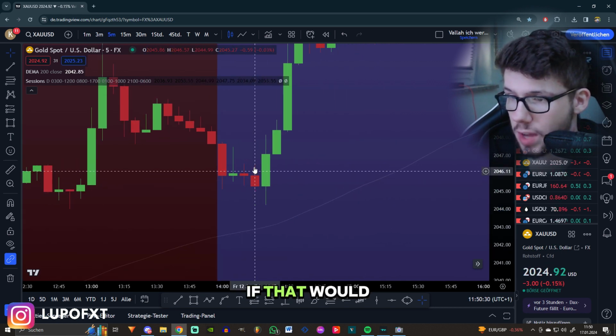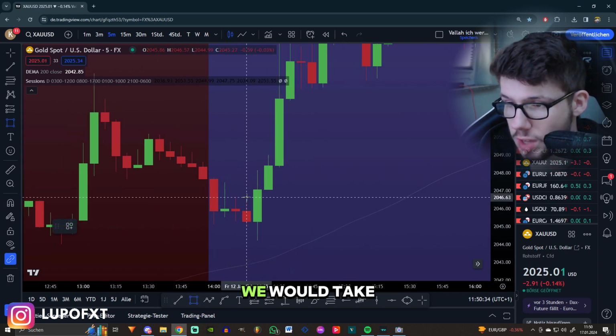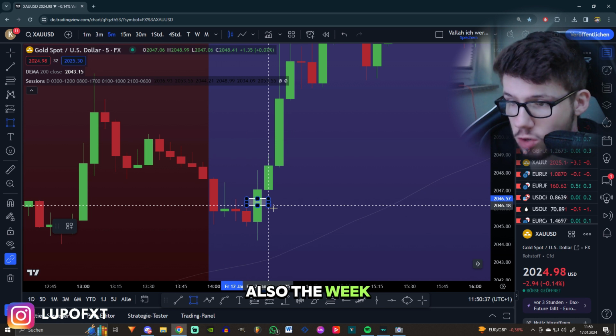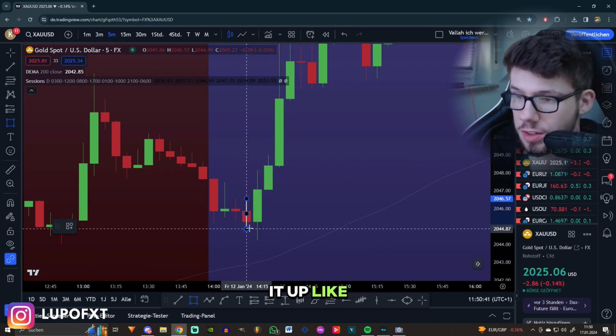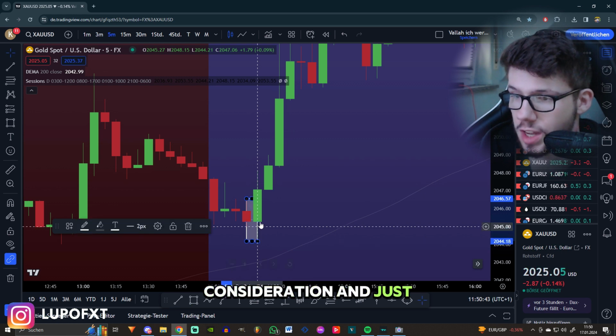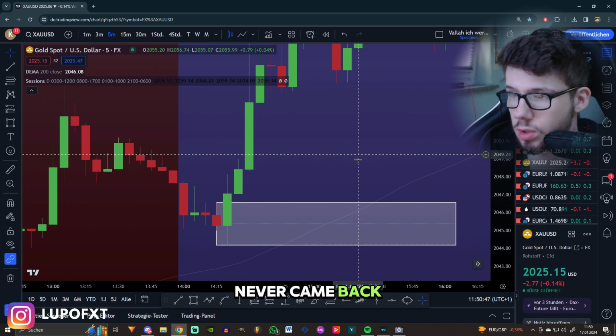And for example, because it actually is a zone, right? If we wanted to mark this up, we would take the highest point, also the wick, and drag it all the way down to here. But since it rallied up like this, I would take this also into consideration and just drag it to the right, and that would be the next zone. Price never came back to it. It is what it is.